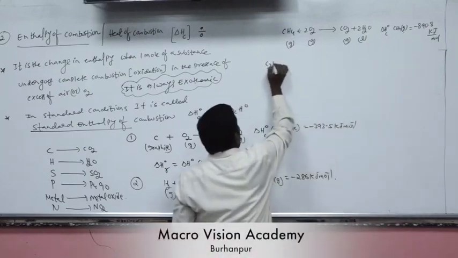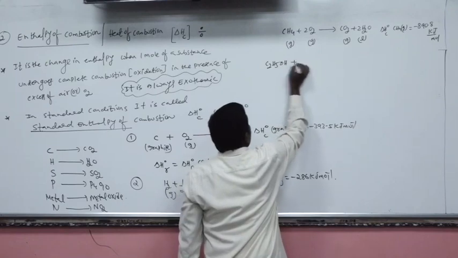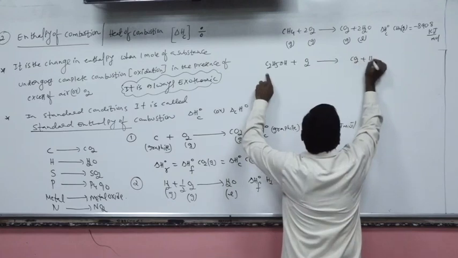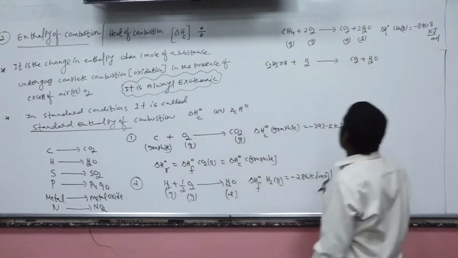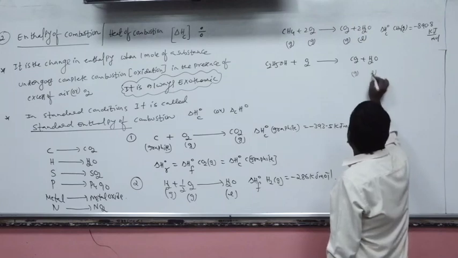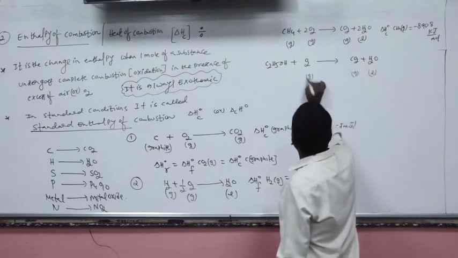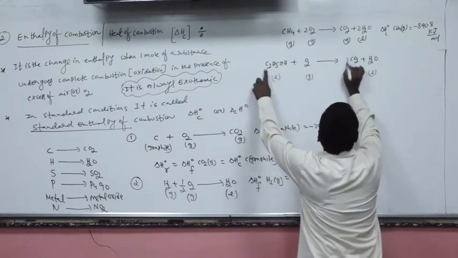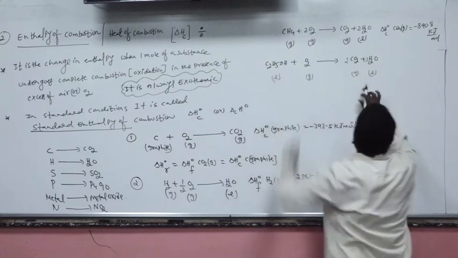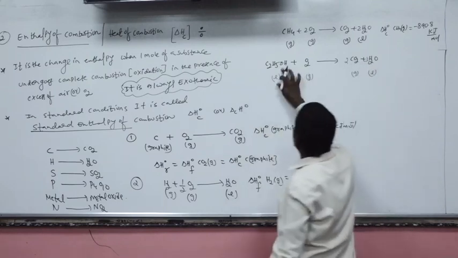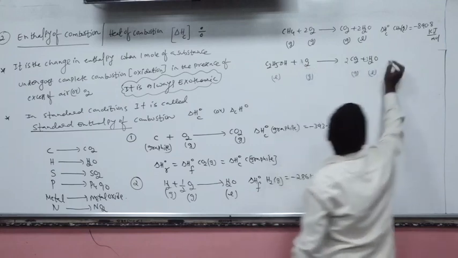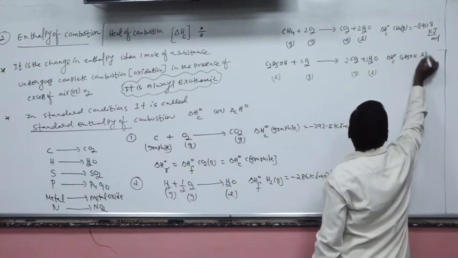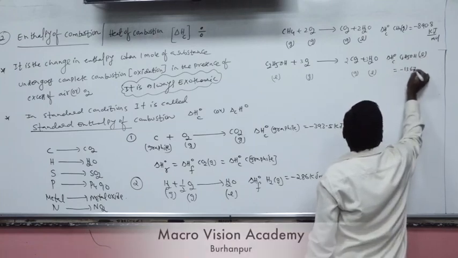Suppose alcohol oxidation, ethyl alcohol oxidation, gives CO2 and H2O. CO2 is gaseous state, water is liquid state, oxygen is gaseous state. Do you know alcohol is a liquid? Coming to balancing, carbon atoms are 2, hydrogen atoms are 6, 3 2s are 6, oxygen atoms are 4 plus 3, 7. Standard enthalpy of combustion of liquid ethanol is equal to minus 1367.2.